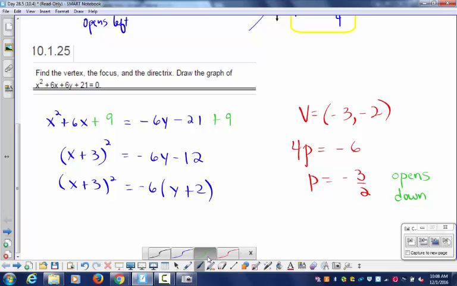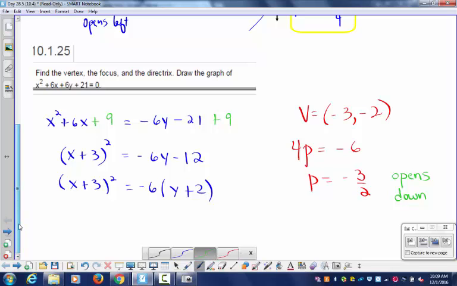P is negative. So if it opens up and down and p is positive, you know it opens up. If it opens vertically and p is negative, it opens down. If p is negative and it opens horizontally, it opens left. Opens right if p is positive. So if p is positive, it opens right or up.